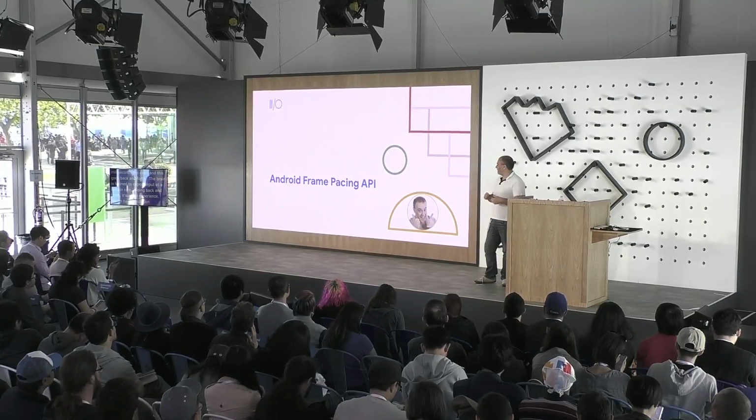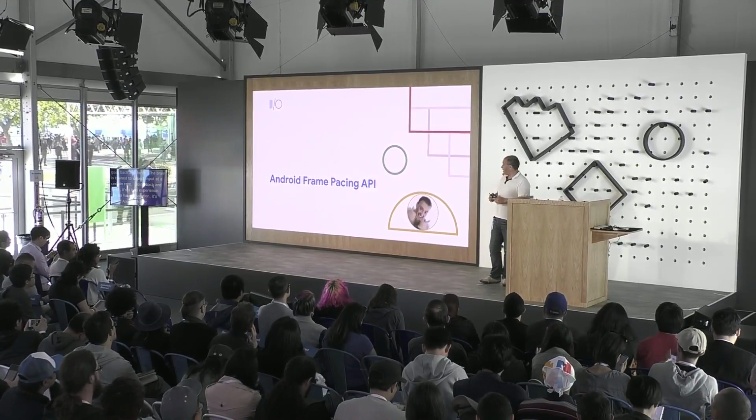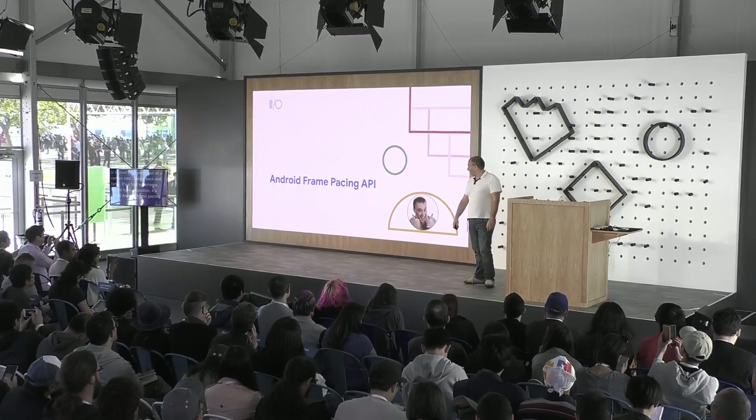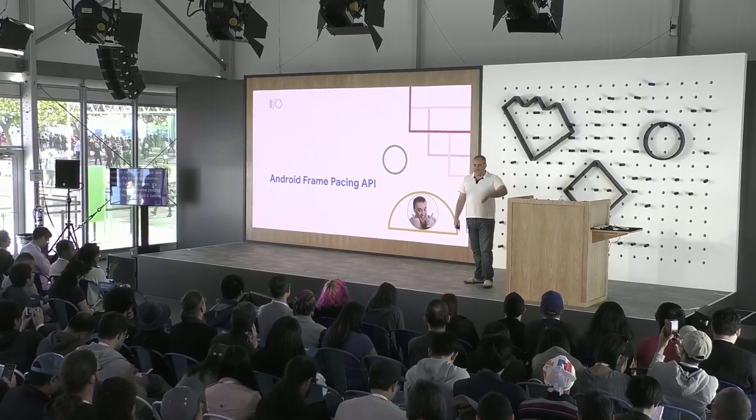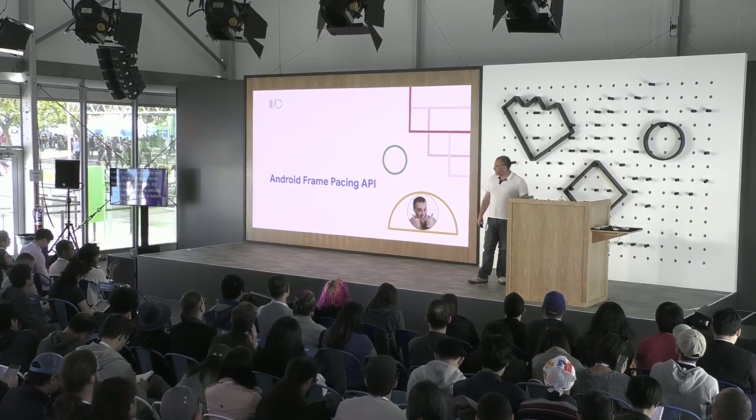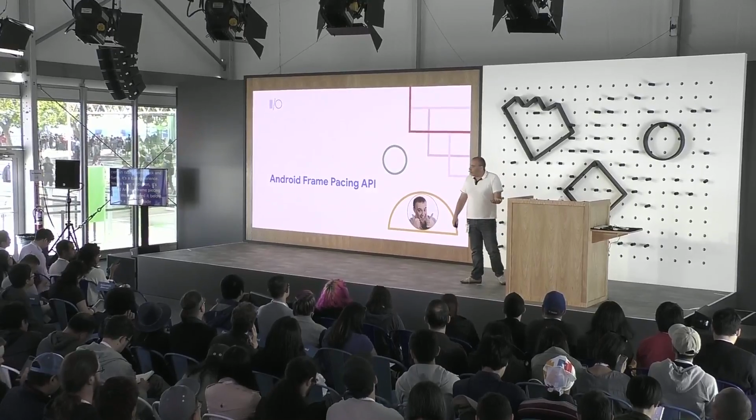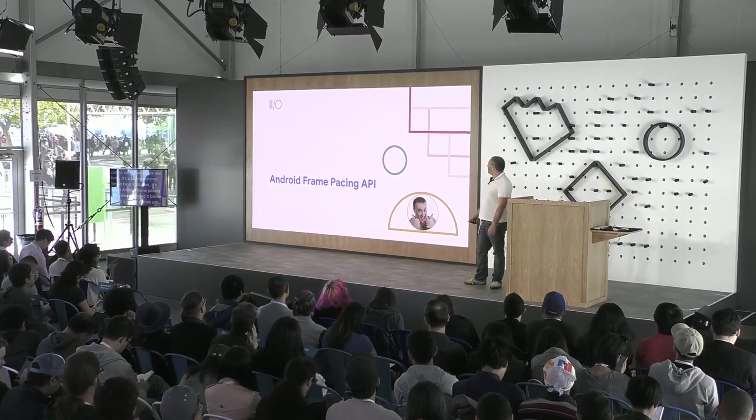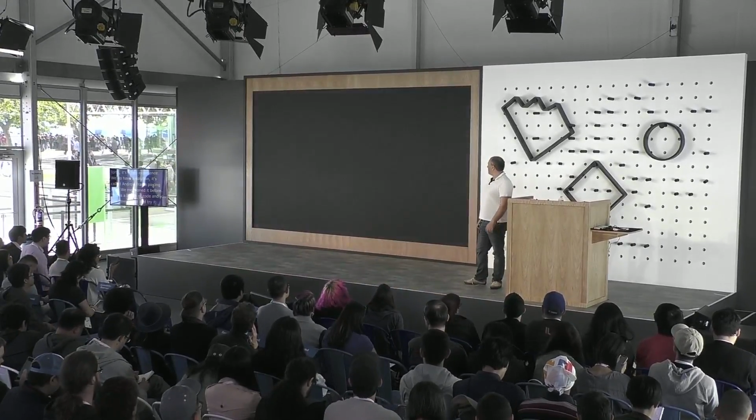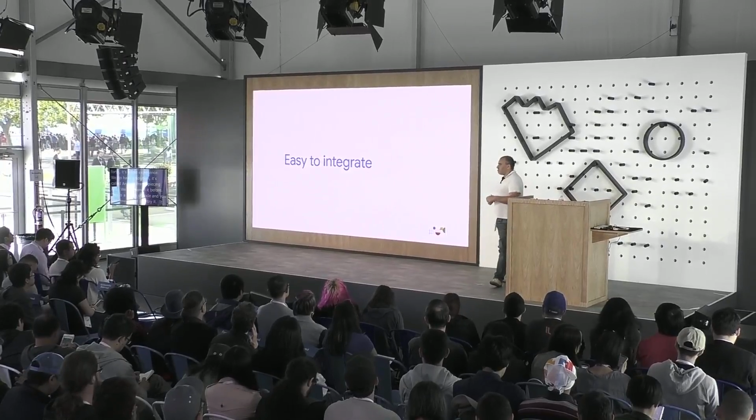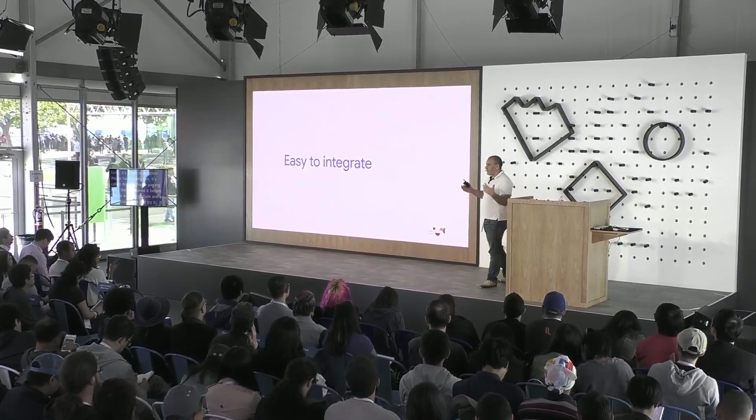We do have a solution. It's called the Android Frame Pacing API. Tian mentioned it before. This is a bunch of code that doesn't live inside Android. It lives as a library. And you can download it and try it. It supports several case scenarios, and it's very easy to integrate.